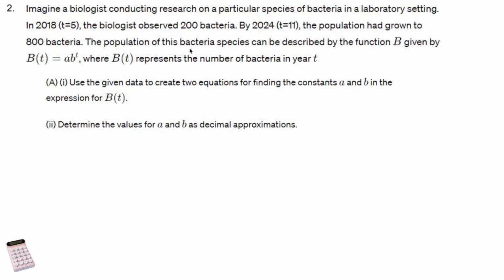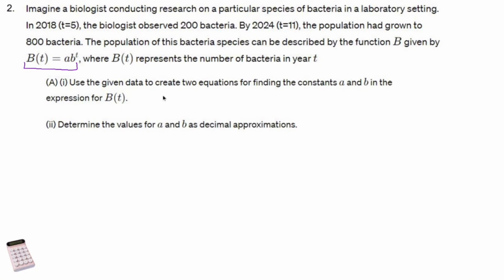The population of this bacteria species can be described by the function B given by an exponential function, where B of T represents the number of bacteria in year T. Usually when you're dealing with population growth, it is going to be exponential, so that should not come as a shock. A and B are just some numbers we need to figure out. B of T is the total population after T amount of time.